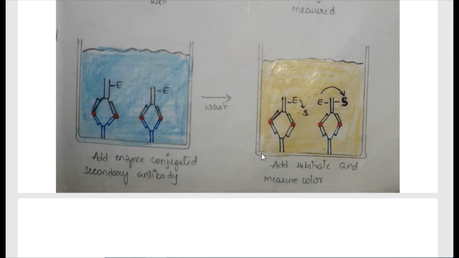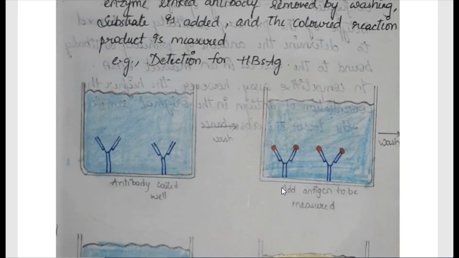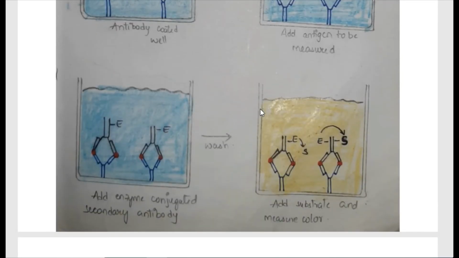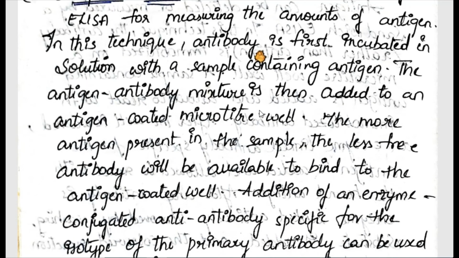This sandwich method is mainly used in the detection of HBs antigen, that is hepatitis antigen. Whereas the indirect is mainly used for detection of antibodies to HIV and rubella, whereas sandwich is mainly used to detect antigens like HBs antigen. Then what is the third type of ELISA? That is competitive ELISA. Why is it called competitive? Here there will be a competition between the two antibodies for the antigens to attach. So that's how the name came as competitive ELISA.